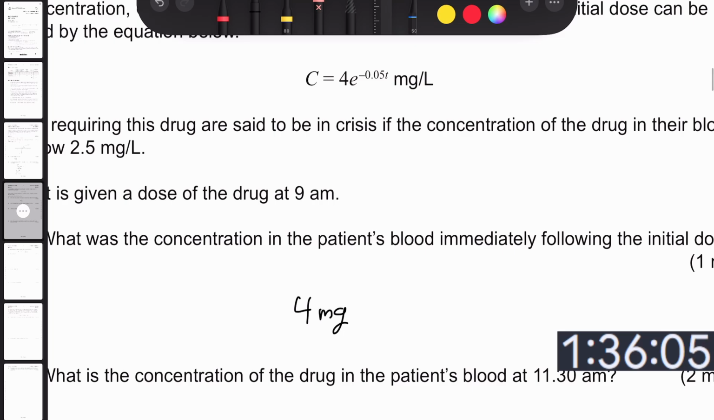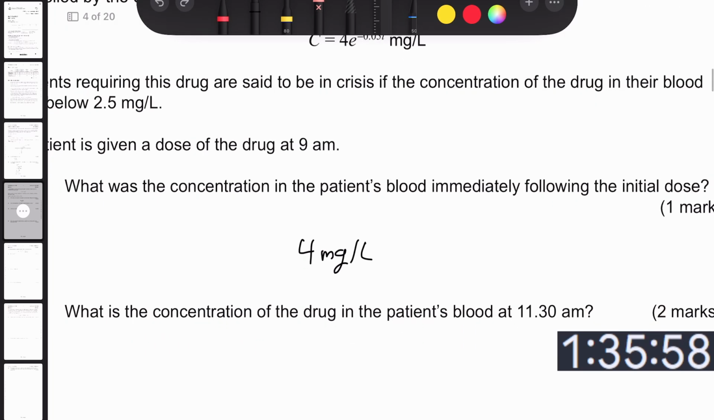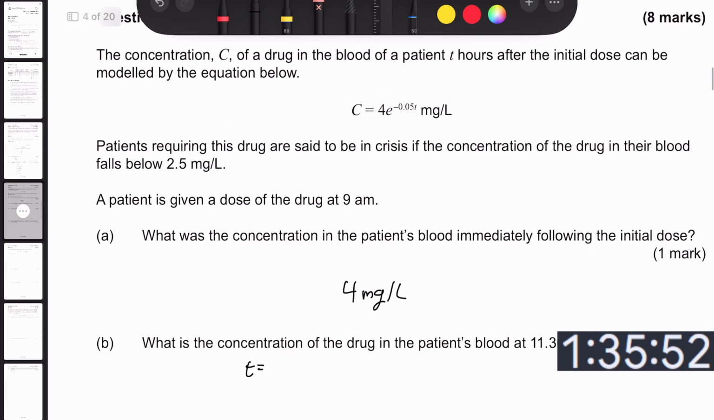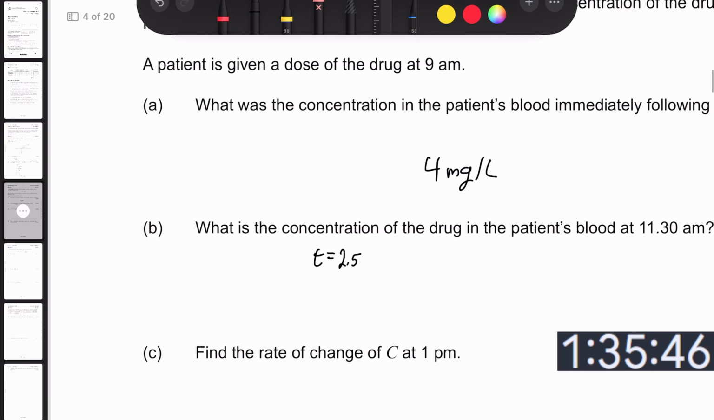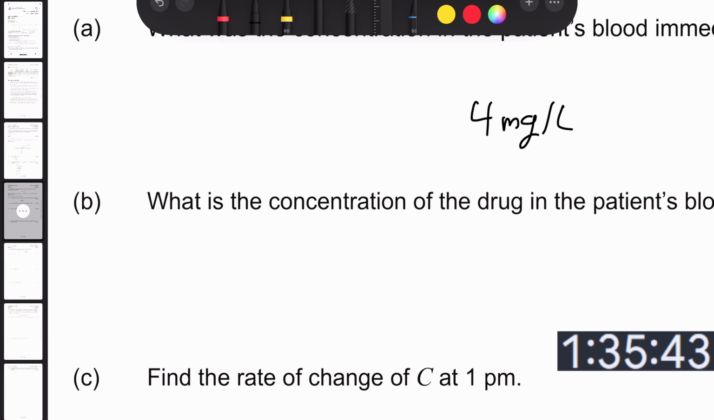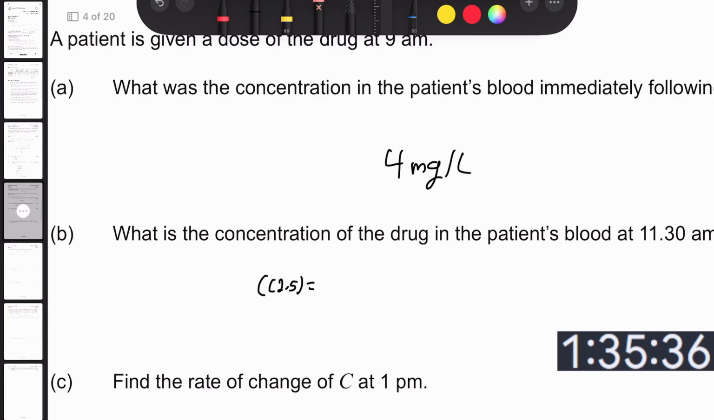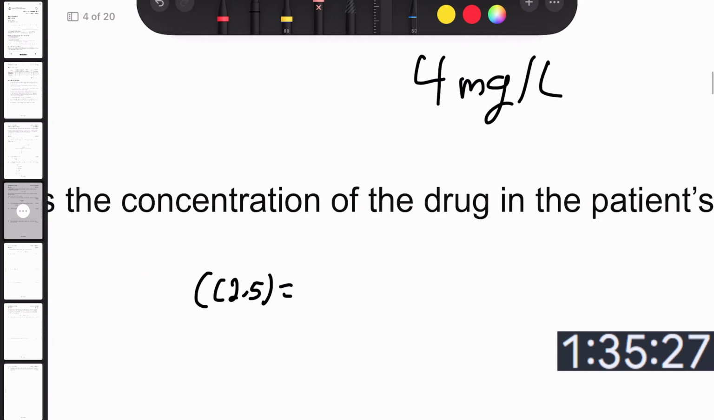4 milligrams per liter. So you just put t equals 0 there. That becomes 1 for e, so it becomes 4. For 11:30 a.m., t equals, and it's every hour, right? Yeah, t hours. So 2.5 hours. C of 2.5 should be equal to, in my calculator, I'm putting 4e to the negative 0.05 times 2.5. It is 3.530 milligrams per liter.